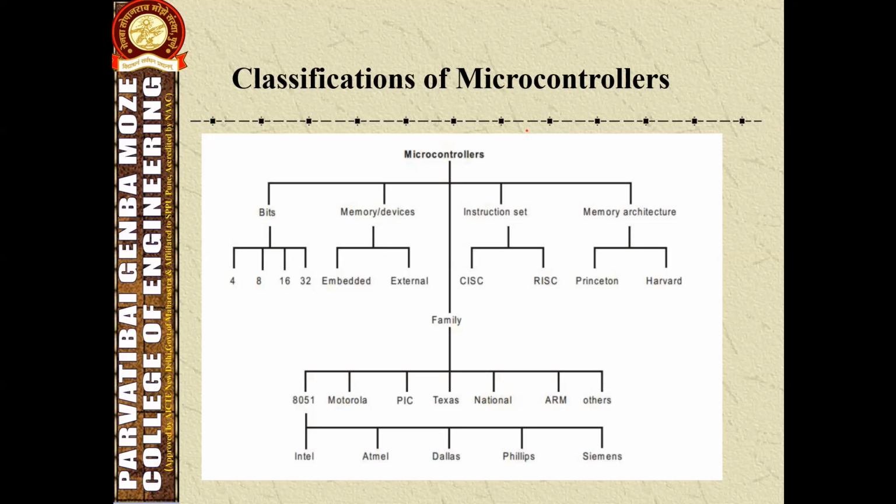8031 loses 2 ports because external memory is added. Due to accessing the external memory that we connect to the 8031, 2 ports are lost for the connection purpose.